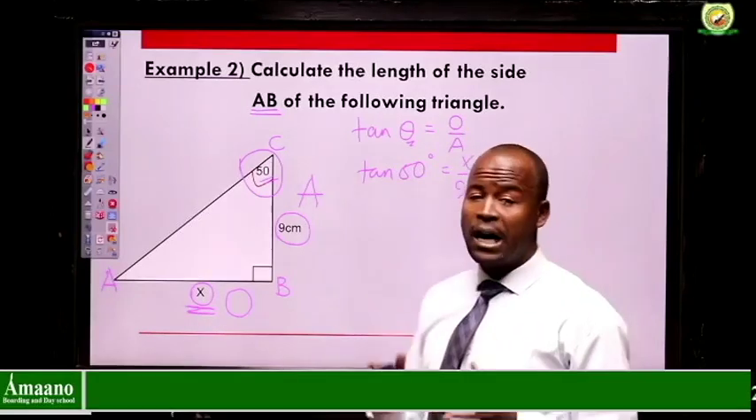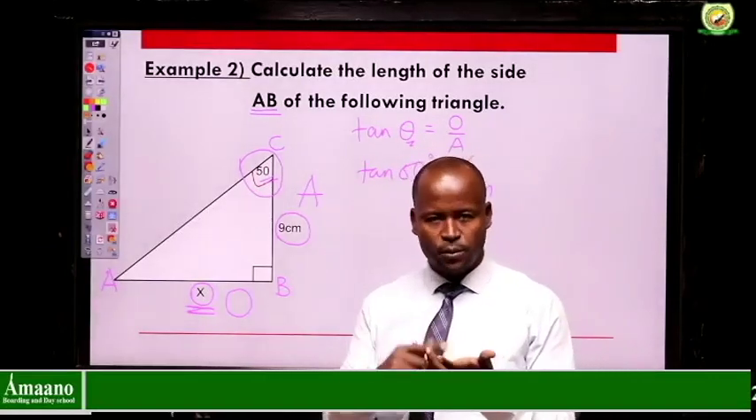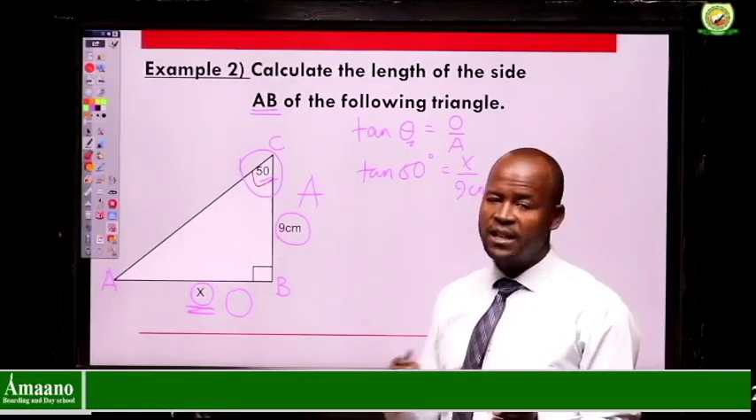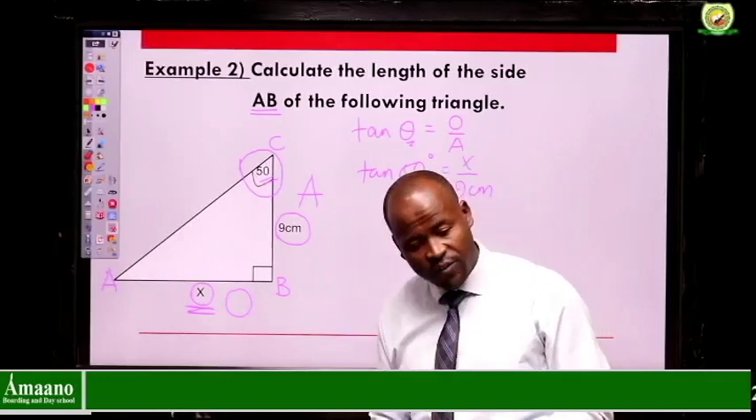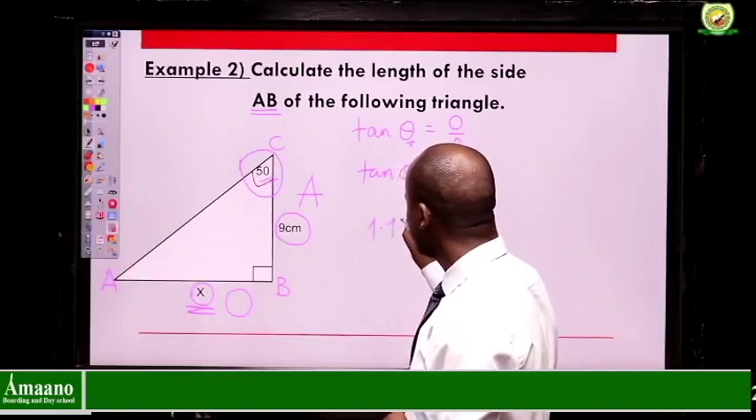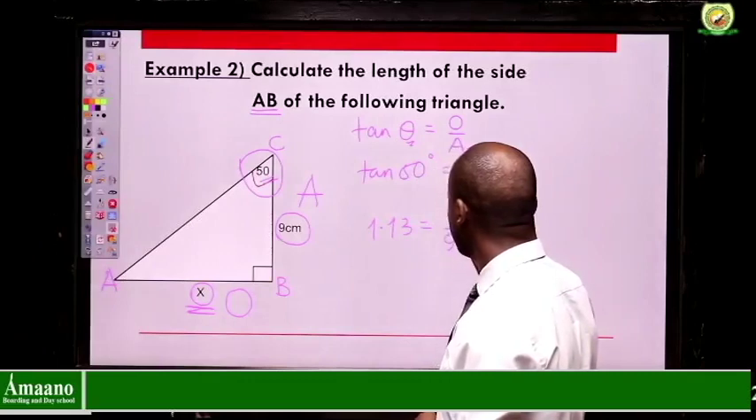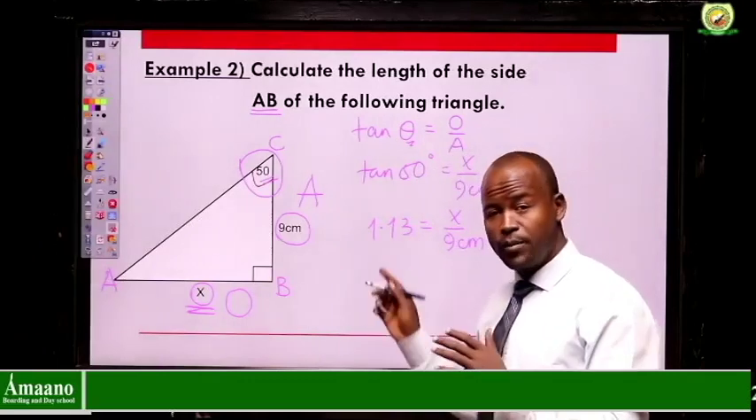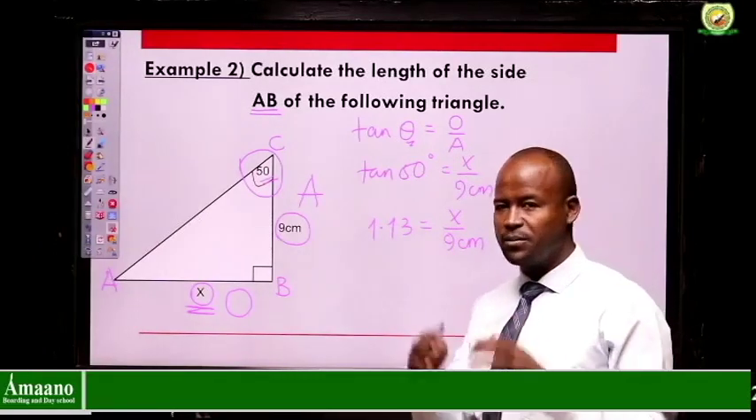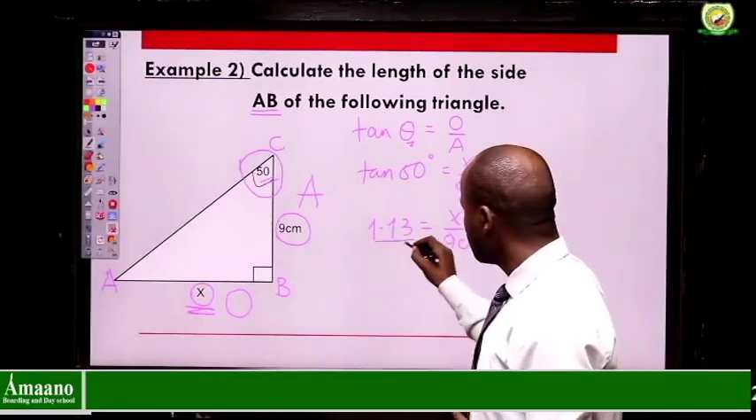So for tan 50, you can use your calculator. Press the tan button and then enter 50 degrees, then easily you can find the value of tan 50. So tan 50 is 1.13, which is equal to x divided by 9 centimeters. As I said, here I'm using 2 decimal places, so do the same thing. Maybe the digits after the decimal point can be 5, 6, 7, but to use 2 decimal places you can use rounding.